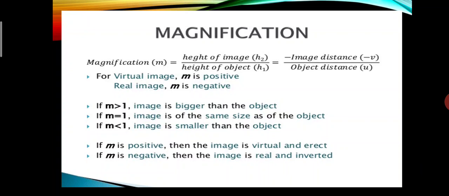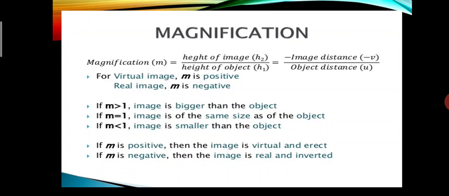Therefore, magnification m is equal to height of the image upon height of the object, which is equal to h2/h1. From this, it can be shown that m is equal to minus v/u, that is image distance upon object distance.